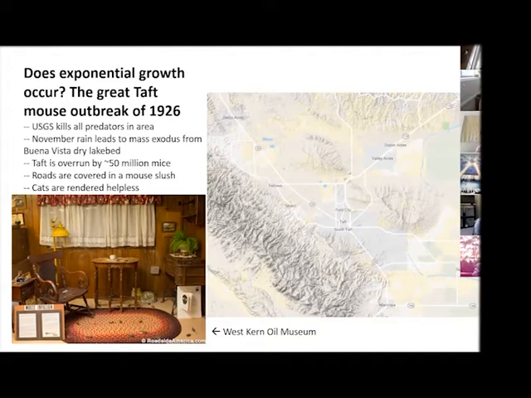This account, the roads were covered in a mouse slush. Yuck. Mouse slushy? Gross. That's because of the cars, there were so many mice. And cats were rendered helpless. That was one of the anecdotes from this time. The cats were just kind of like, there's too many mice. We've eaten our fill. Weird event, right?